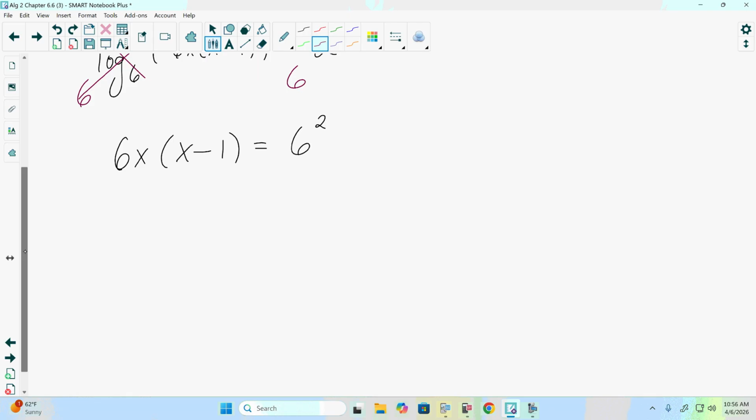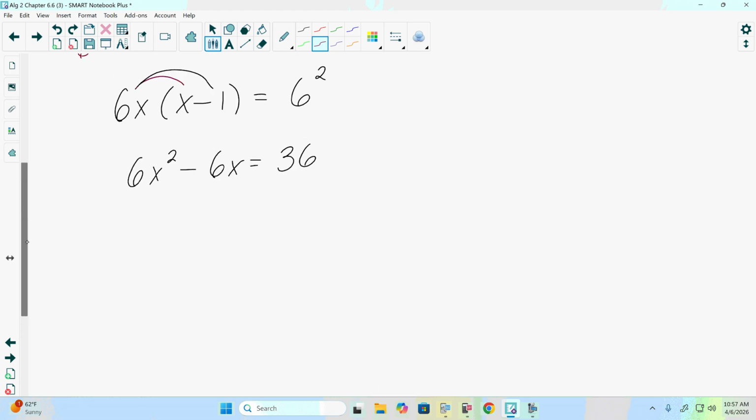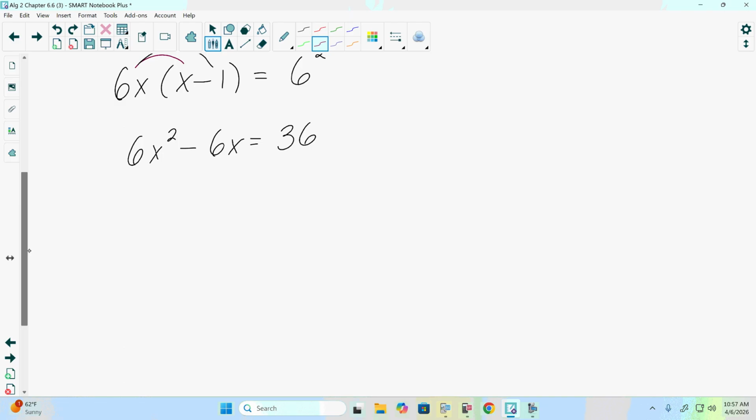Now, before we start solving, we do have some simplifying that does need to take place. Our 6x times x is going to be 6x squared. 6x times -1 is negative 6x. And 6 squared, 6 times 6, is 36. Questions on how we got to this point here?